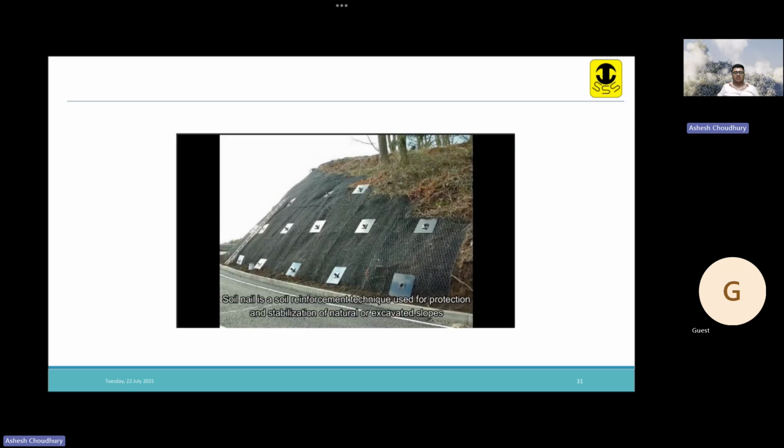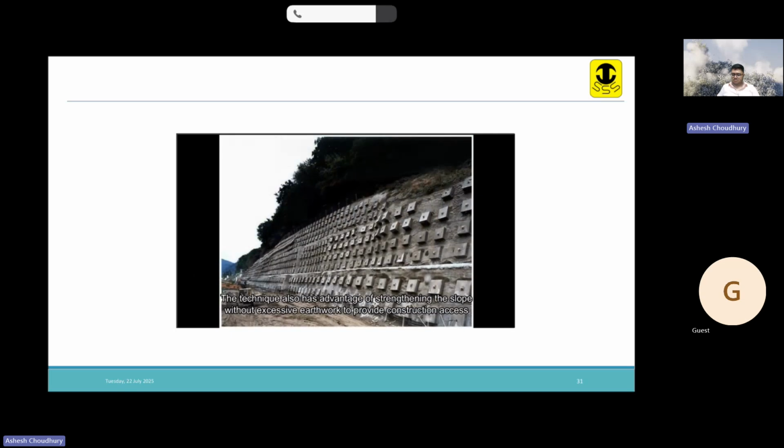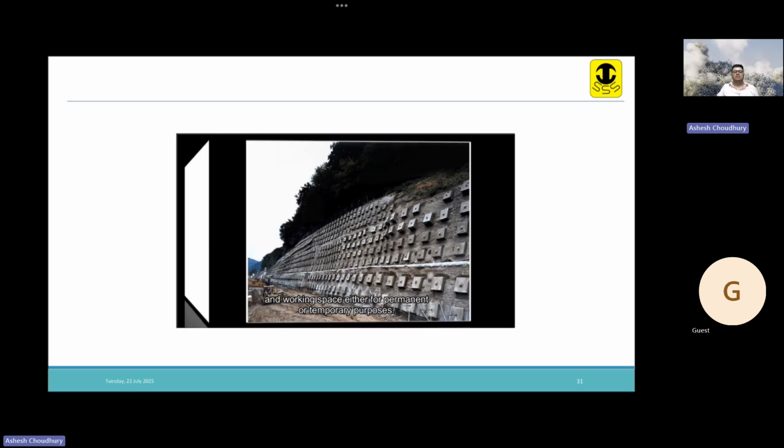Soil is a soil reinforcement technique used for protection and stabilization of natural or excavated slopes. The technique improves the overall stability of in-situ slopes and restrains the slopes from failure. The technique also has advantage of strengthening the slope without accessing earthwork to provide construction access and working space either for permanent or temporary purposes.